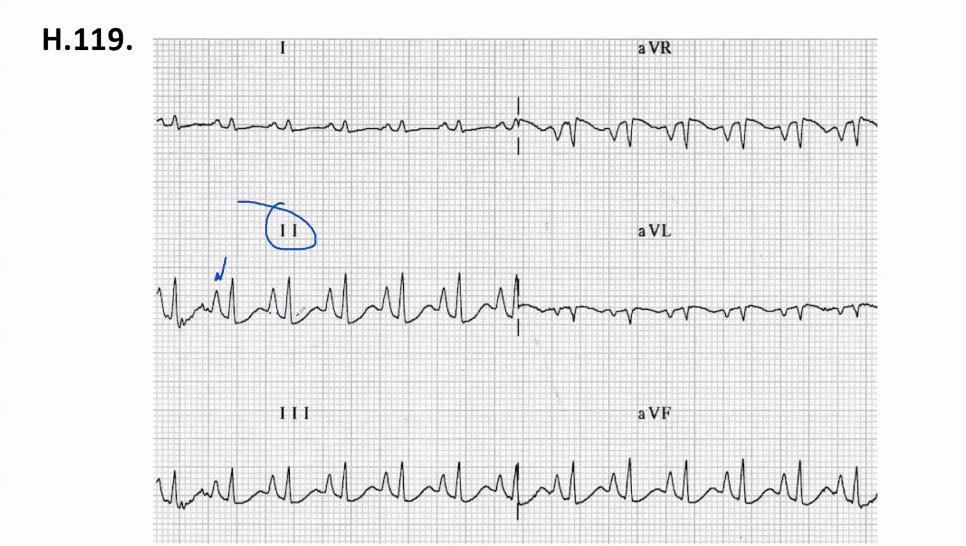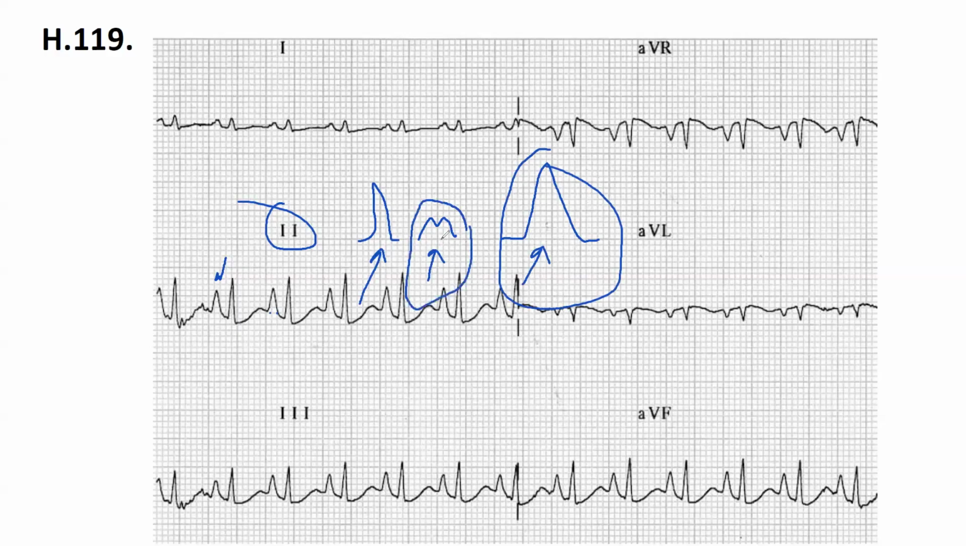We said tall but narrow, and we had big, wide, and tall. This is the biatrial one. This is P mitrale, the left one. This is P pulmonale, the right one. So this is a right atrial enlargement.